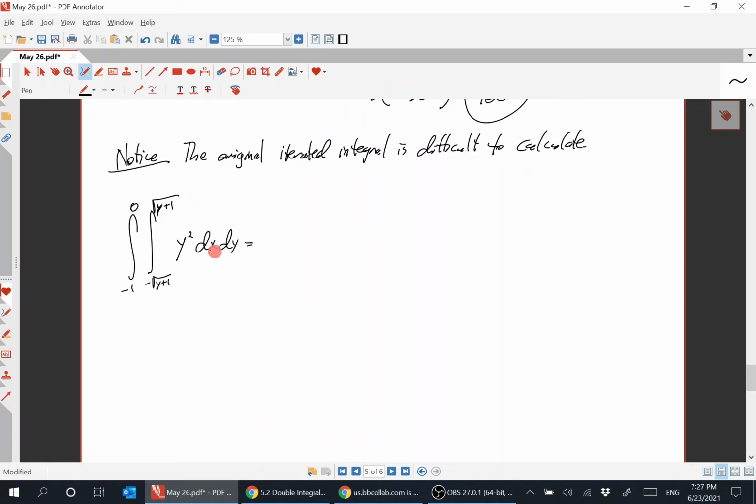So this is dx, and there are no x's. It's just y squared. So it's just the length here. So it's twice that. So this becomes the integral from minus 1 to 0 of 2y squared times the square root of y plus 1 dy. How do you do the antiderivative of that? It's not that bad, actually. It's not too hateful. Does anyone know the trick?